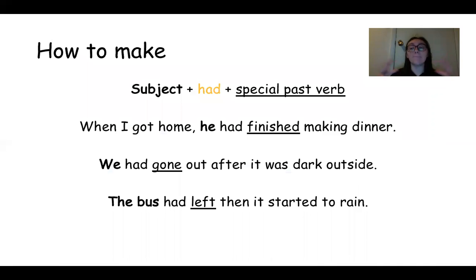Okay, so this is how you make past perfect tense. You have a subject, you use had, and then the special past verb. For example, when I got home, he had finished making dinner. So you'll see that finished is a regular verb. He had finished. We had gone out after it was dark outside. We had gone. Gone is irregular, right? Gone means go, but it's the past participle. So we have the subject, we have had, and then we have the special past participle, right? The bus had left, then it started to rain.